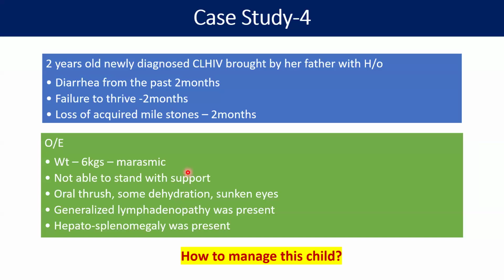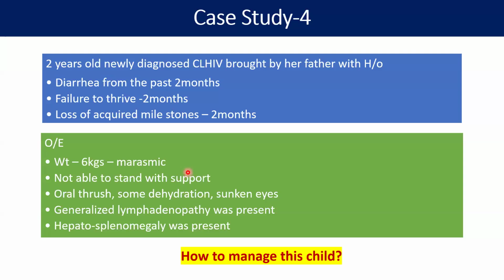This child is hardly 6 kgs. It's totally wasted, marasmic, not able to stand with support. Oral thrush, some dehydration, sunken eyes, generalized lymphadenopathy, hepatosplenomegaly. So there are various problems in this child.